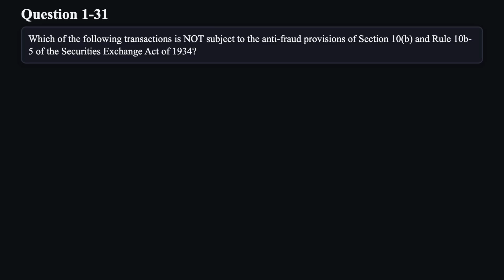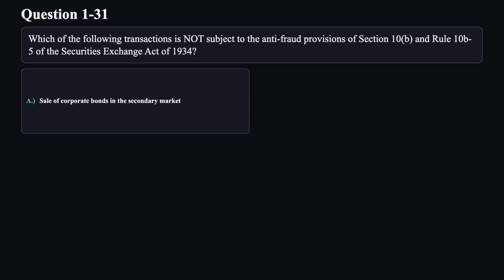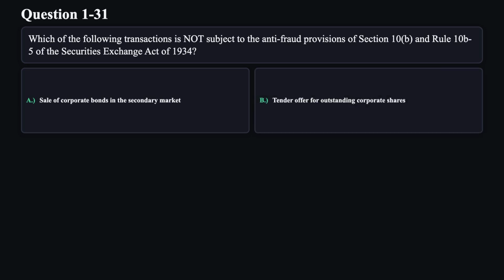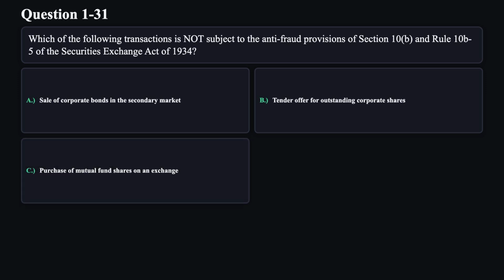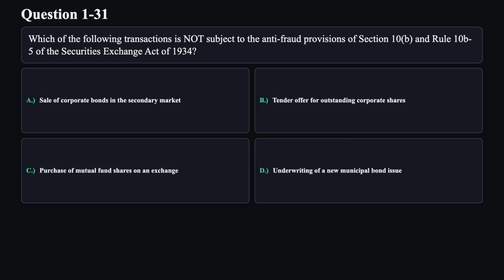Question 31. Which of the following transactions is not subject to the anti-fraud provisions of Section 10(b) and Rule 10b-5 of the Securities Exchange Act of 1934? A. Sale of corporate bonds in the secondary market. B. Tender offer for outstanding corporate shares. C. Purchase of mutual fund shares on an exchange. D. Underwriting of a new municipal bond issue.